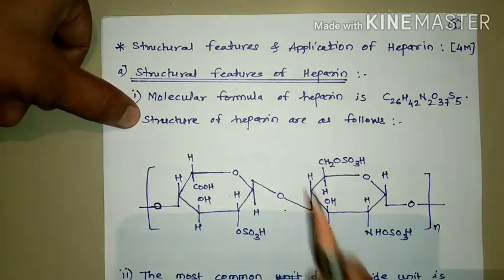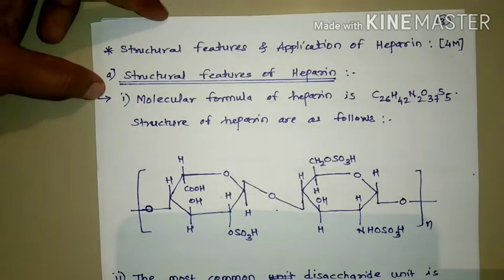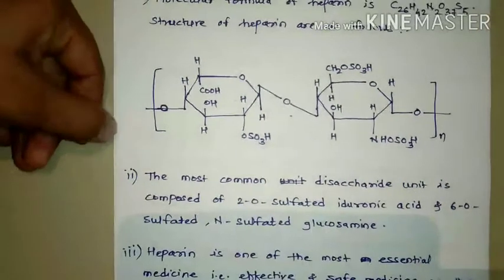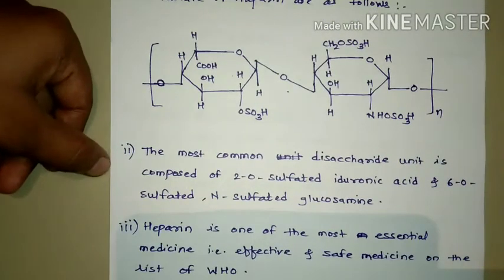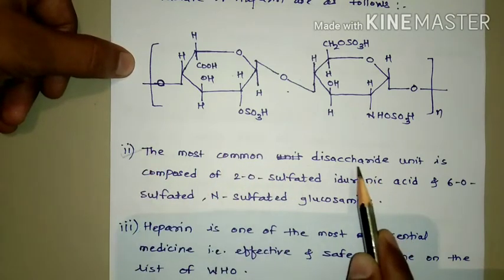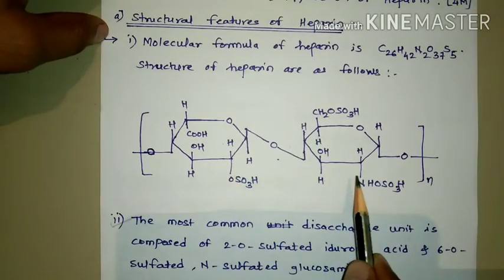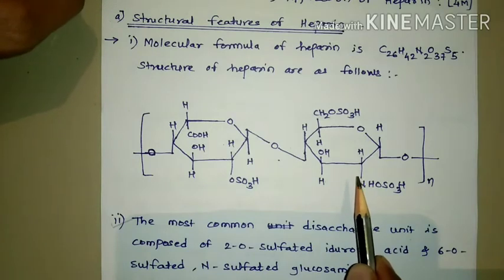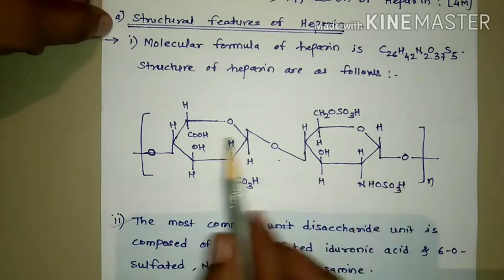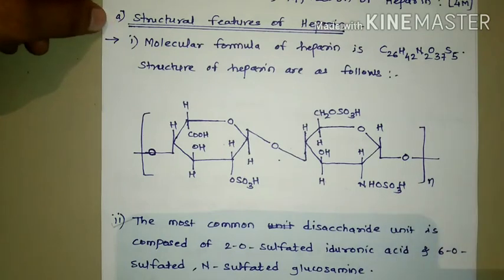The structure of heparin is as follows. This one is the structure of heparin and it is in the disaccharide form. Let us see the following points, which explain this structure. Second point, the most common disaccharide unit. Look at the structure. This is a disaccharide unit and it contains carbon, hydrogen, nitrogen, oxygen, sulfur. In both units, the total constituents present are in the molecular formula.